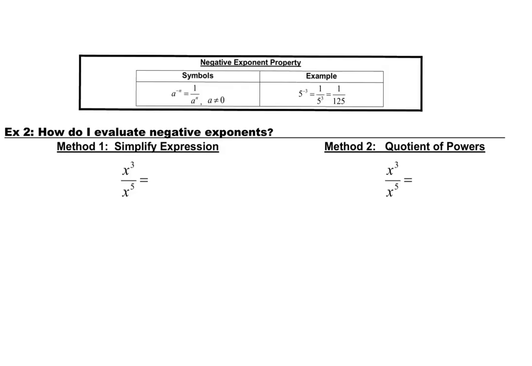And so there we have our negative exponent property above. The first method, we are just going to simply show this out the long way and show you what happens as we have these negative exponents. If I have x to the third, that means I have 3 x's that are multiplying each other. And if I have divided by x to the fifth, that means I have 5 x's on the bottom.